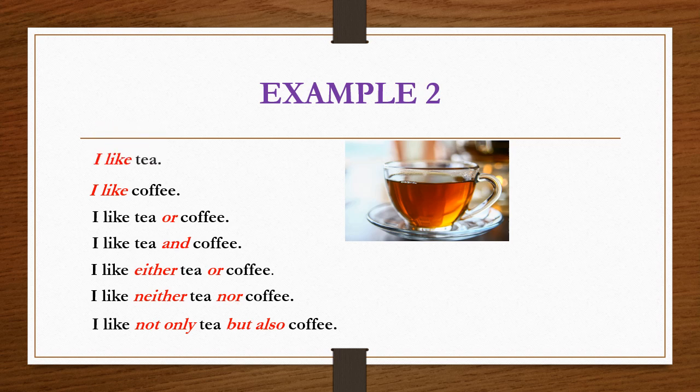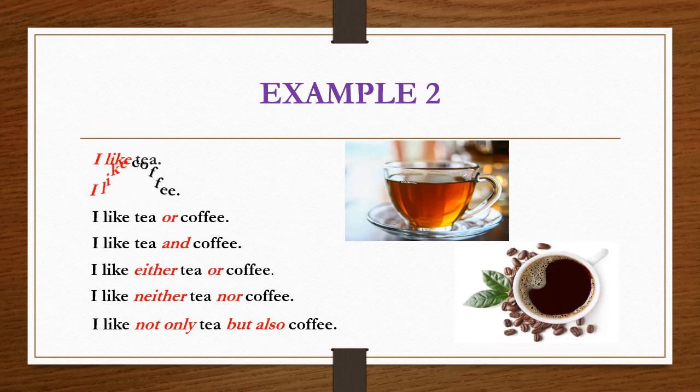I like tea. I like coffee. Now we want to join these two sentences. I like tea, I like coffee. As you can see in both the sentences, the common words used in both the sentences are written in red color. So in order to join these two sentences using joining words or conjunctions, we first write the common words of both the sentences and then use the conjunction accordingly.